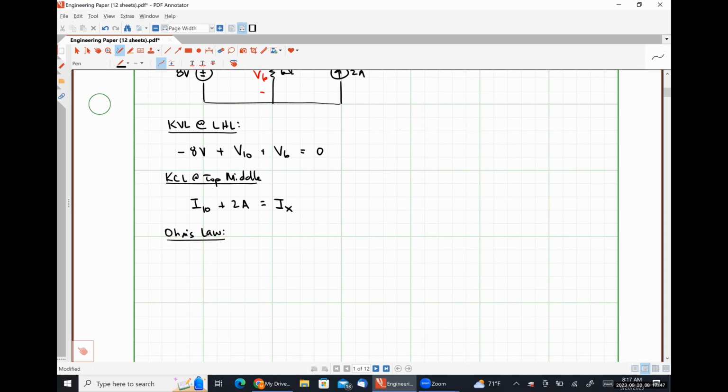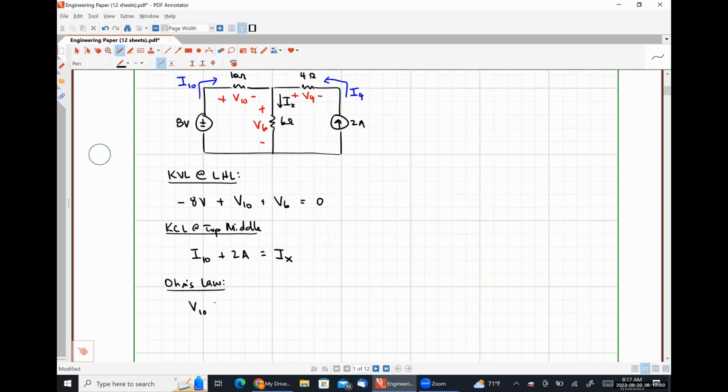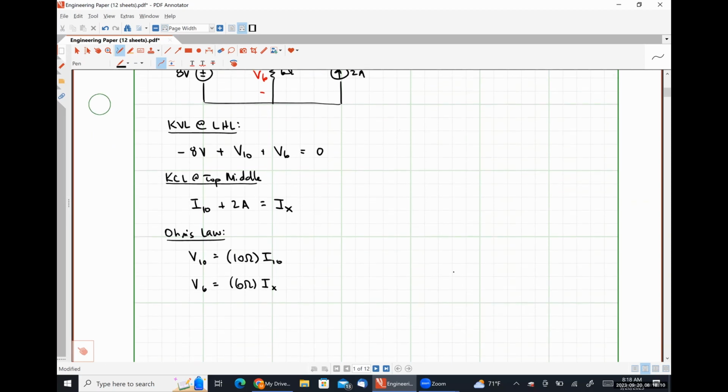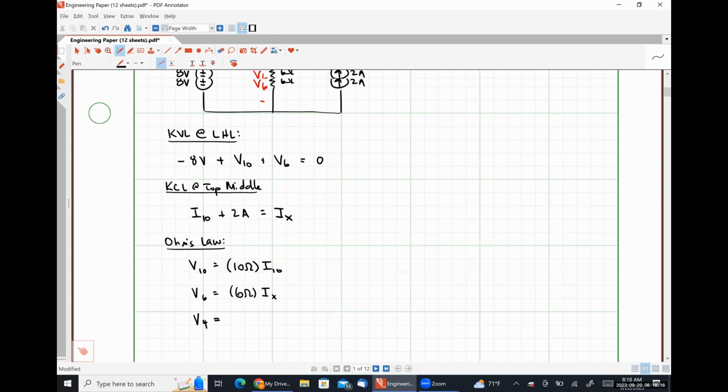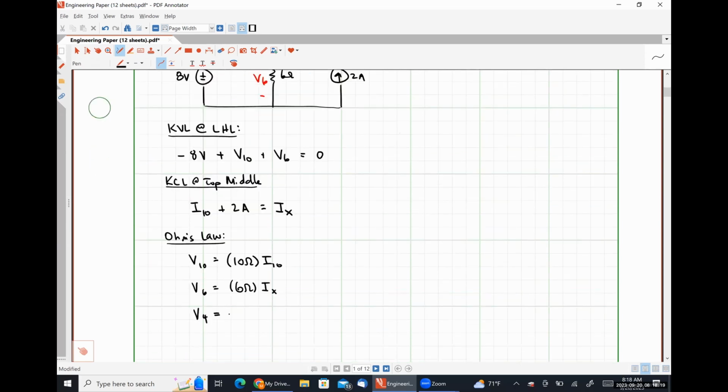So I could say that V10 is equal to 10 ohms times I10. I could say that V6 is equal to 6 ohms times IX. And for what it's worth, I could say that V4 is equal to negative 4 ohms times 2 amps. Looks like it'll be negative 8.